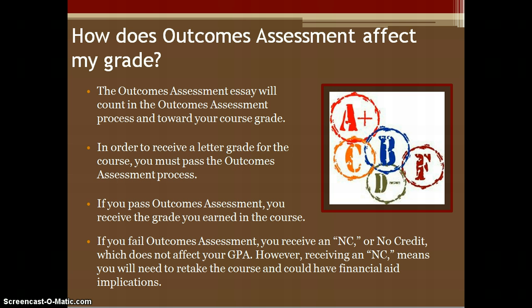So the Outcomes Assessment essay is part of our units. It's Unit 4 in our course. So in order to receive a letter grade for the course, you also have to pass Outcomes Assessment. If you pass Outcomes Assessment, and this is where you would submit your Outcomes Assessment essay, you'll receive the grade you earned in the course. If you fail Outcomes Assessment, you'll receive an NC or no credit, which means that you will have to retake the course. It does not affect your GPA, but it could possibly affect your financial aid.